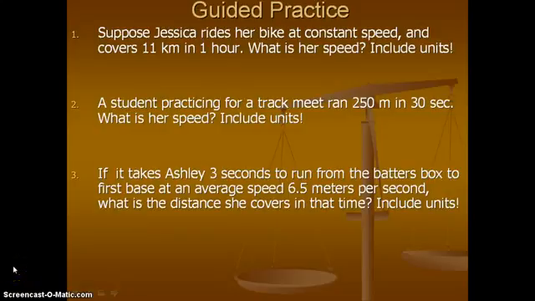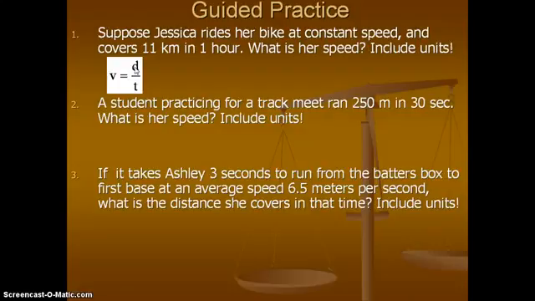Number 1. Suppose Jessica rides her bike at a constant speed and covers 11 kilometers in 1 hour. What is her speed? Include units. The way I always want you to do these problems, even if it seems like a waste of time, is write out the formula. The formula is V equals D over T. So D, remember, stands for distance, T for time. What distance does Jessica cover here? She covers 11 kilometers. So 11 is going to go right here.